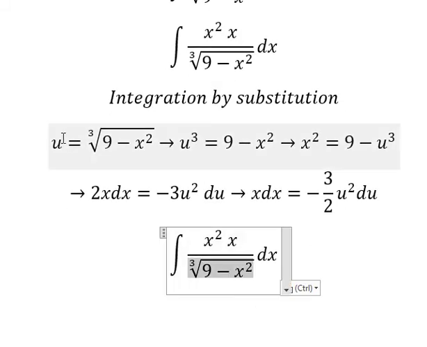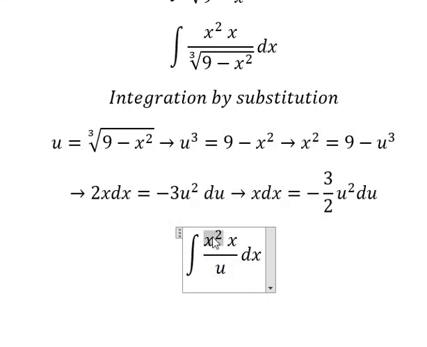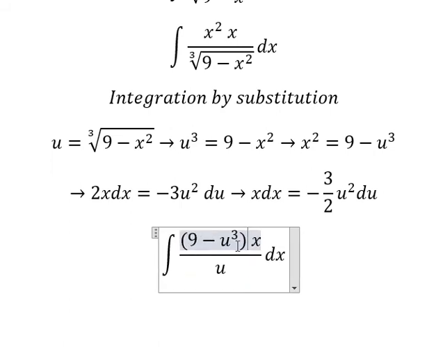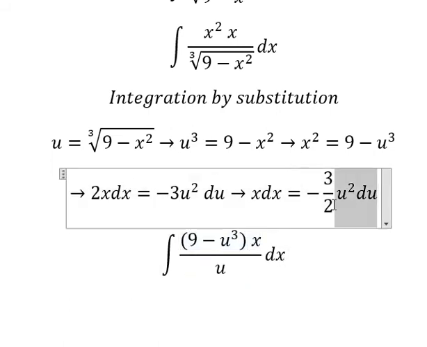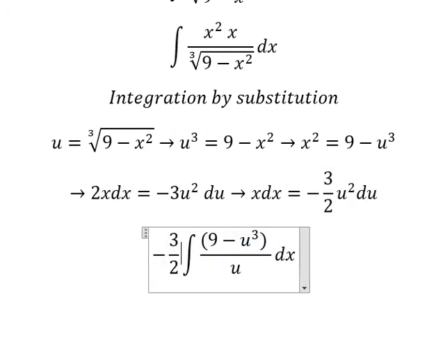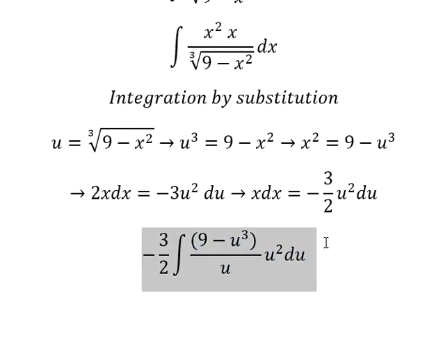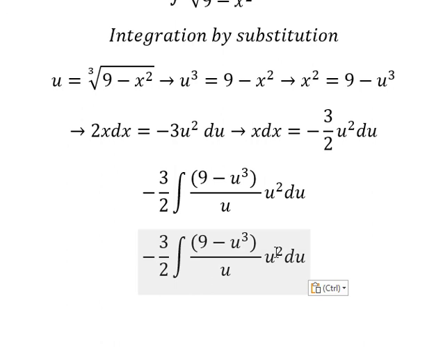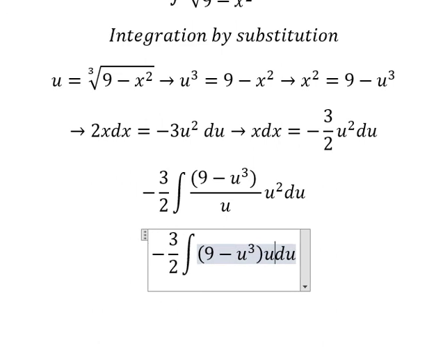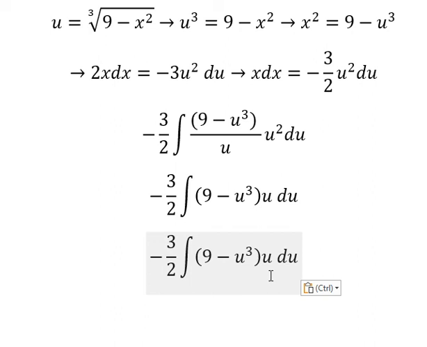This one we change by u. X squared we change by this one. X dx we change by this one. So u squared divided by u, we get u. Next, u multiplied by 9 and u to the power of 3.